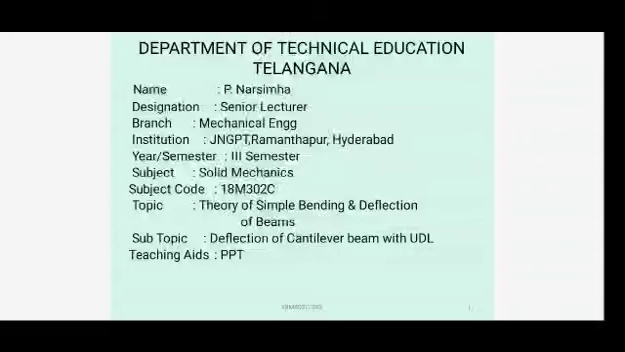Theory of Simple Bending and Deflection of Beams. Topic. Subtopic, deflection of cantilever beam with uniformly distributed load.